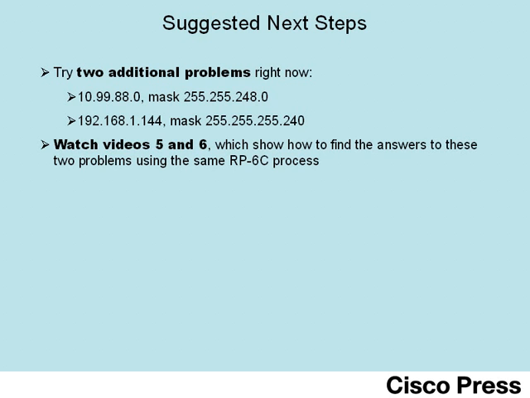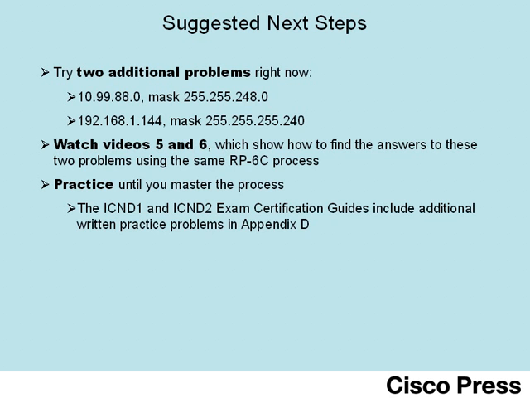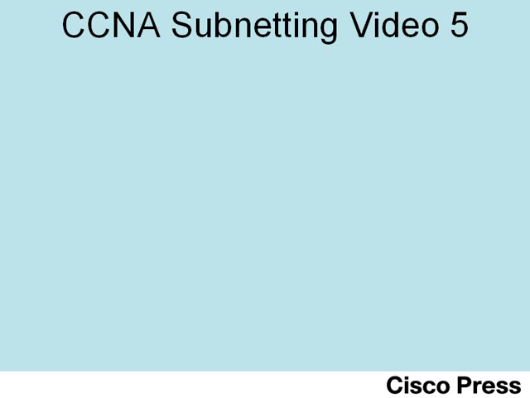Then if you want to make sure you're using the process correctly, you can watch videos 5 and 6, which show how to work these two problems. Once you see those, it's a good idea to practice more until you perfect the process. And of course, don't forget, both the IC&D 1 and IC&D 2 books in Appendix D have some additional practice problems.